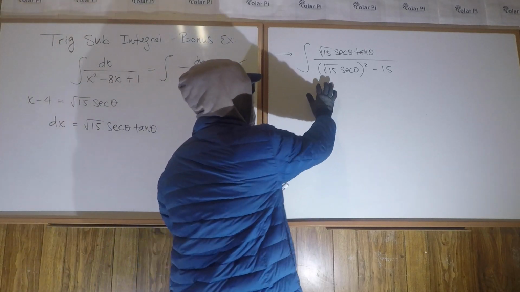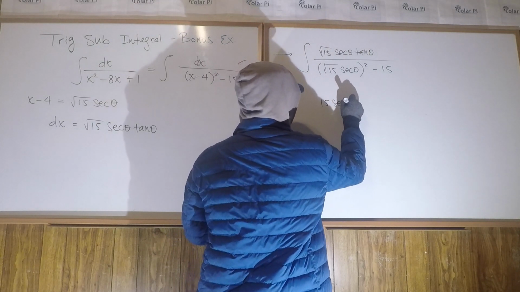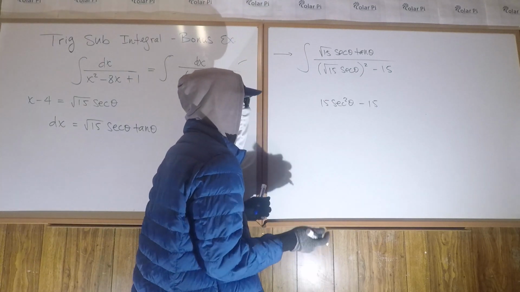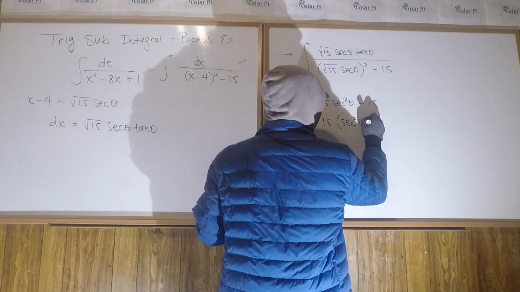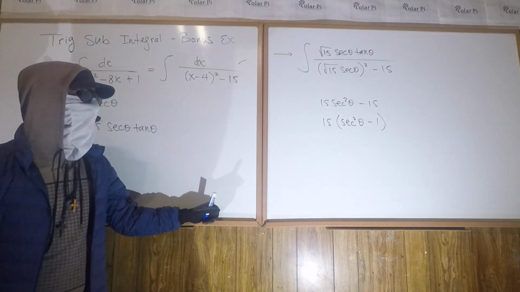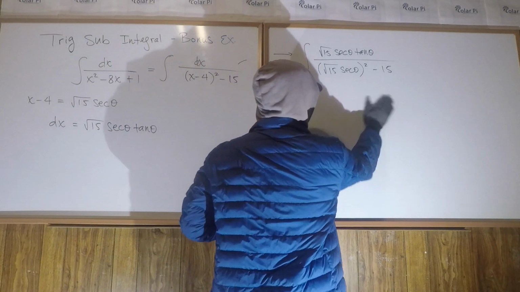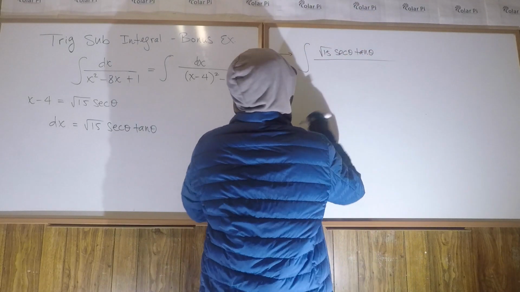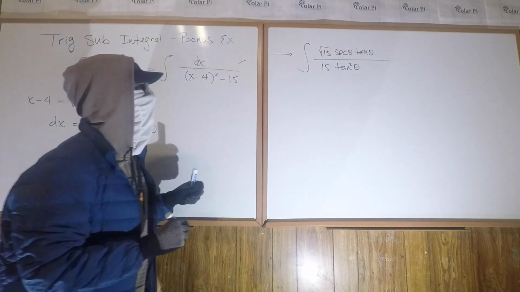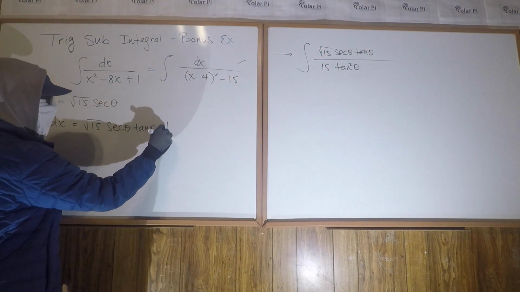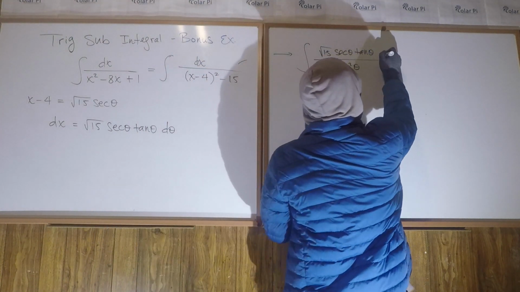Okay, and what I'm saying is this denominator is like, well, square the root 15, you get 15, and then sec squared theta minus 15, obviously factor out the 15. And so that's 15 times tan squared. So 15 tan squared theta. Oh, my bad. Right here, I forgot the d theta.